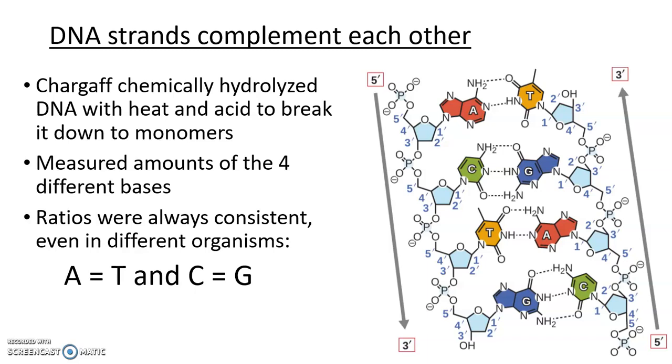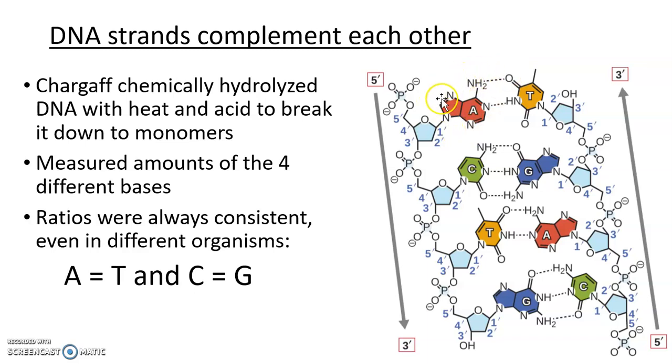The amount of A was always equal to the amount of T residues, and the amount of your cytosines was always equal to the amount of the guanine residues. And this is what's known as Chargaff's rule. And what Watson thought about when he heard about Chargaff's data is that this is perfect because you can look at this as 2 strands for your DNA molecule, and they complement each other.